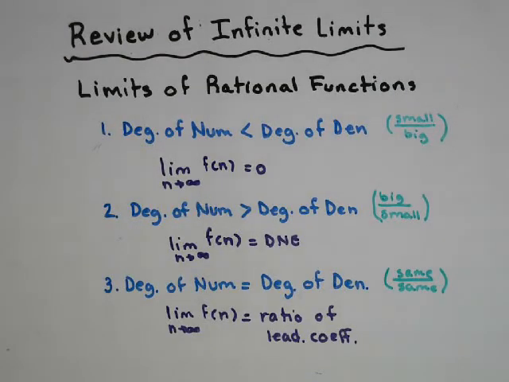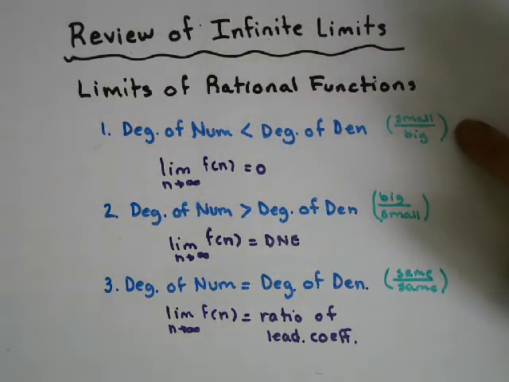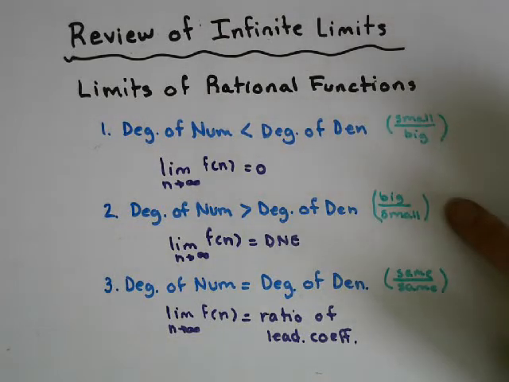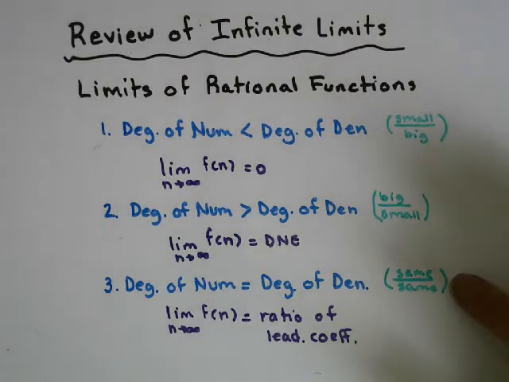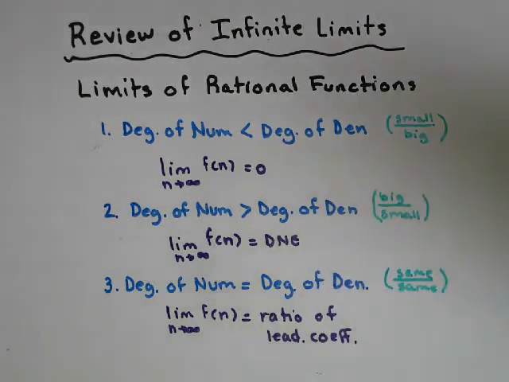So to summarize the three conditions, if the degree of the numerator is smaller, so small over big, then the limit's going to be 0. If the degree is bigger on the top, then the limit does not exist because it goes to infinity. And then if they're the same, it's going to be the ratio of whatever those leading coefficients are.